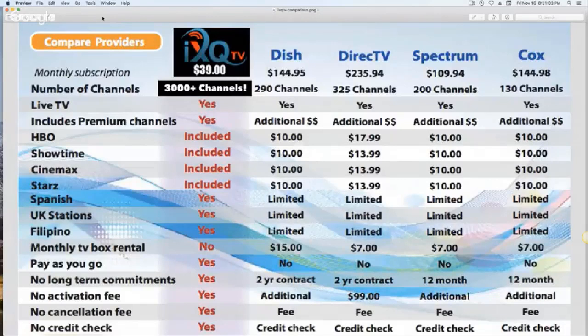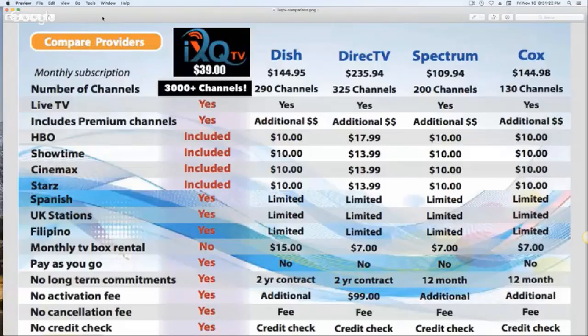We now have, it says 3,000 channels. We actually just added about 5,000 international channels in about 25, 30 different languages a couple days ago. So now we got 8,000 channels. It's only $39 a month for the customer. I mean, compared to Dish or DirecTV, Spectrum, Cox, it's not even a contest.